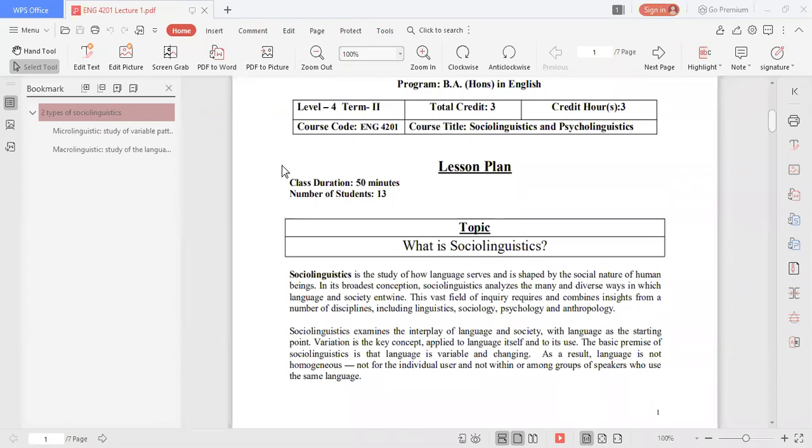Previous language is not like the present language. Yes, you're absolutely right. Because of these different societies and different times, language is ever changing, and that's why sociolinguistics tries to track down that kind of change.